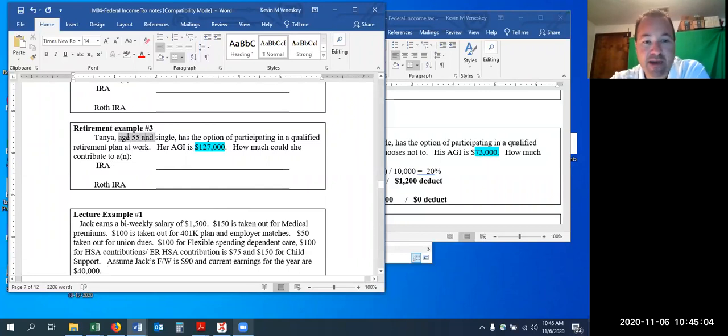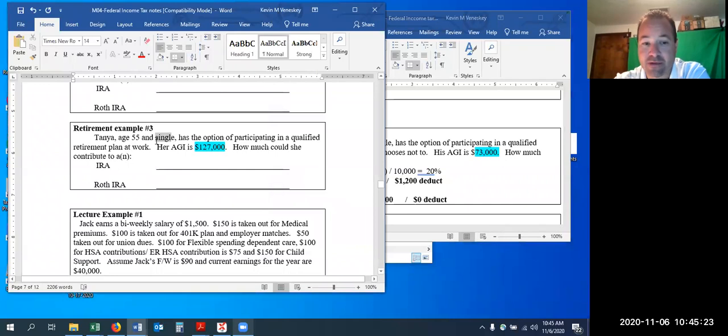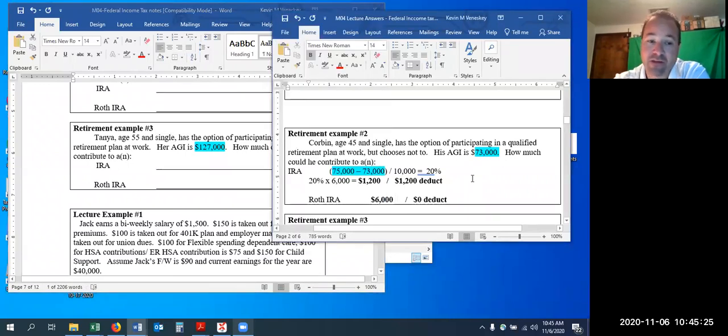We got age 55, so we get the stepped up amount. Single, that's going to be important, has the option of participating in her retirement work. AGI 127. All right, so when you have the option, remember it's a pretty low dollar amount. You're capped at 75,000 based on our prior problem because remember she's single. So the amount that this individual could put into a regular IRA, nothing.